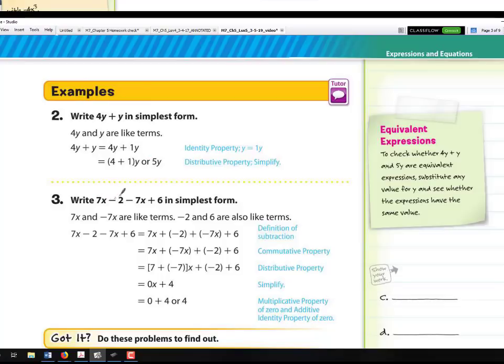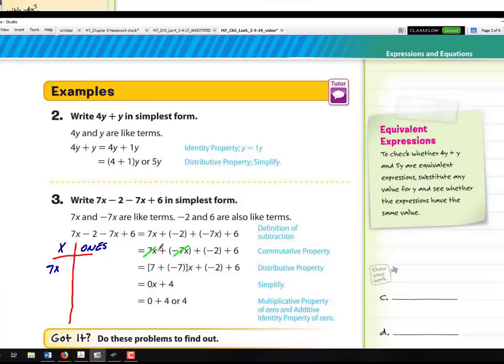Same idea here. 7x minus 2 minus 7x plus 6. Step 1, make it all addition. Step 2, combine the like things. Let's do our t-chart. You don't always have to do a t-chart, but I find it to be a really useful way. So this has x's and it has 1's. In the x column, as we use terms, we will cross them out. So we have that 7x, we're going to put it in the x's. We have this negative 7x.